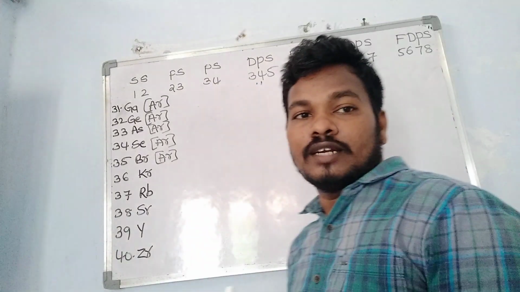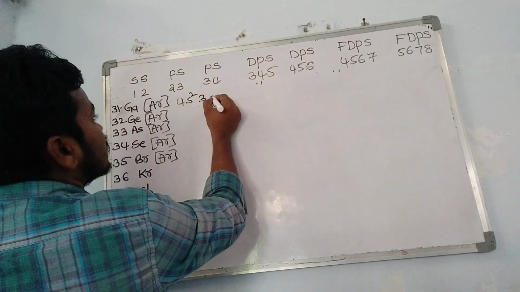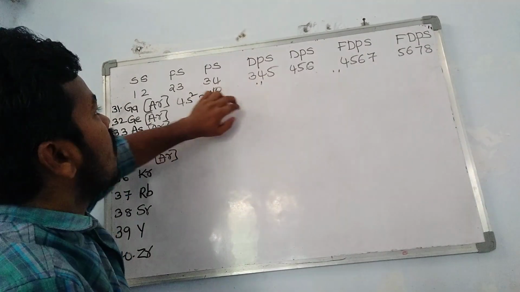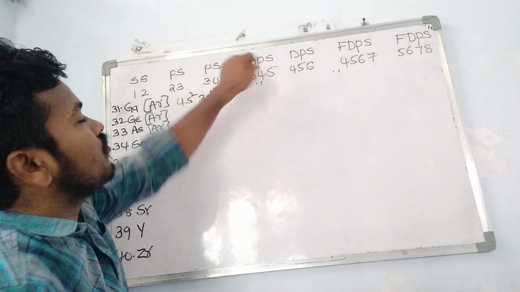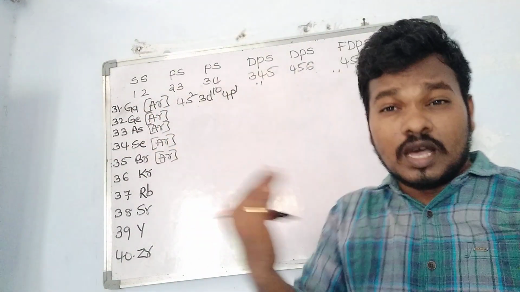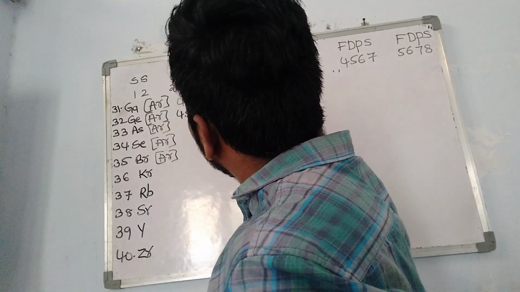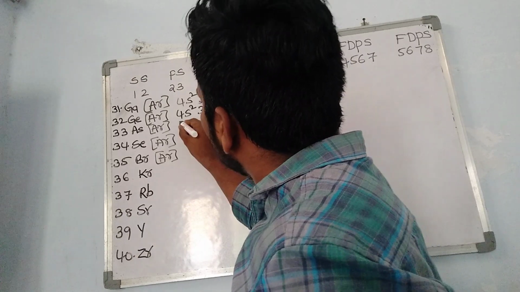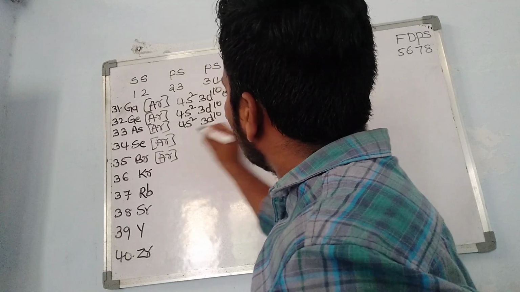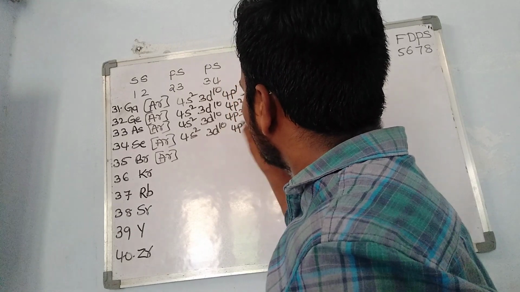4s2, 3d10, it is ended. So you can write 4s2, 3d10. After the 4s2, 3d10, what will be there? 4p will be there, so you can write 4p1. The next electron enters into the p orbital. After that you can write 4s2, 3d10, 4p2. You just have to add one electron each time, then you can get the electronic configurations. So here there is no confusion.